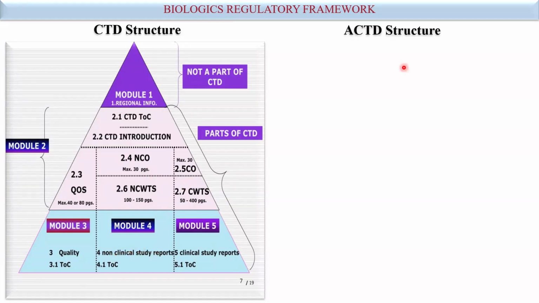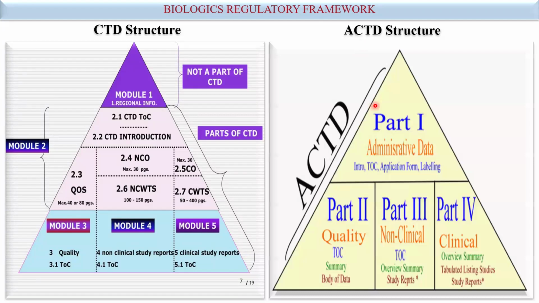Like this, there is also the ACTD structure. So CTD, ACTD. The A stands for Asian countries, the Association of Southeast Asian Nations. There are 10 countries, like Singapore, Malaysia, Indonesia, and Thailand. There are 10 countries in that region, and they accept this format.